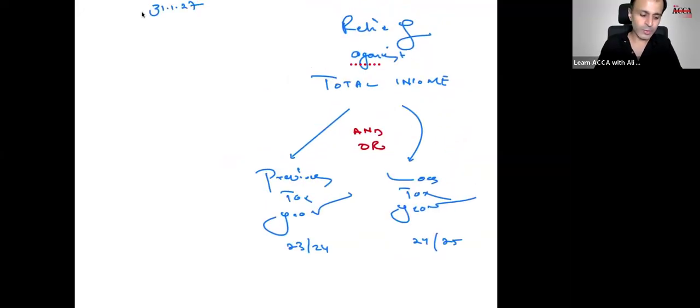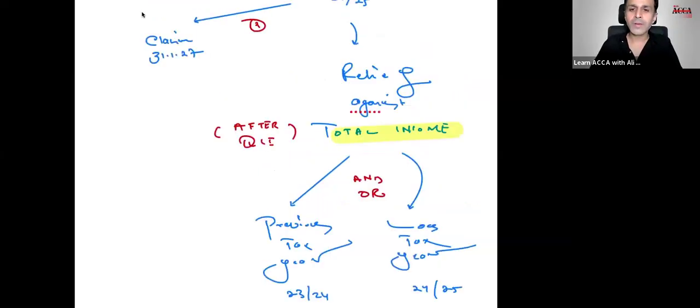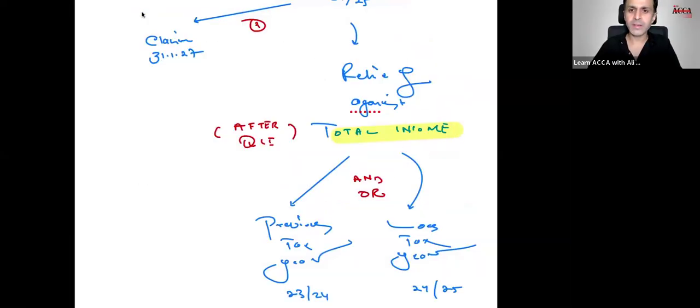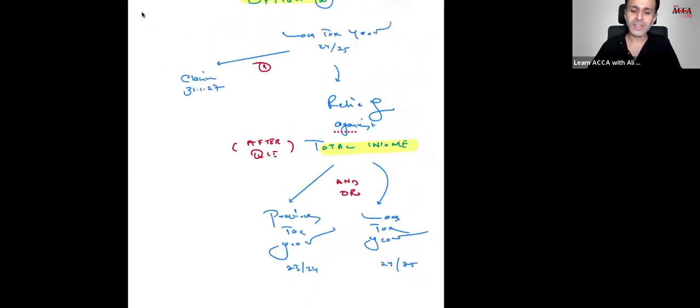This total income is the total of all income after qualifying loan interest, to mention that. That is income after subtracting the qualifying loan interest. But in this question, I don't believe we have a qualifying loan interest. But just to revise this, I have mentioned it. That's the second option they can go by.